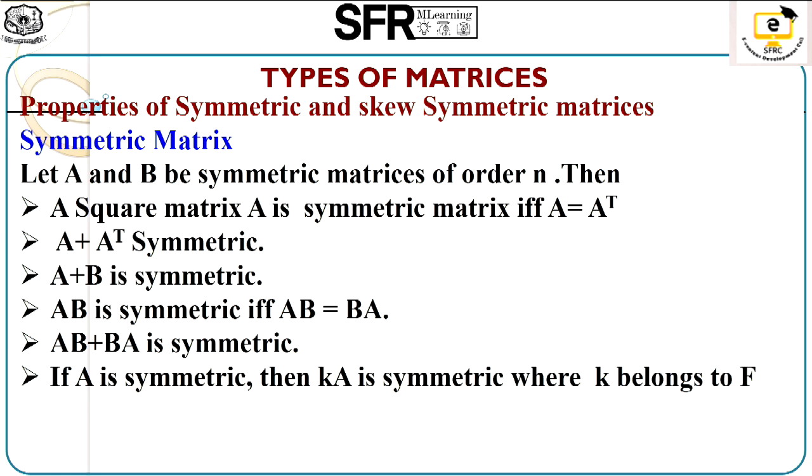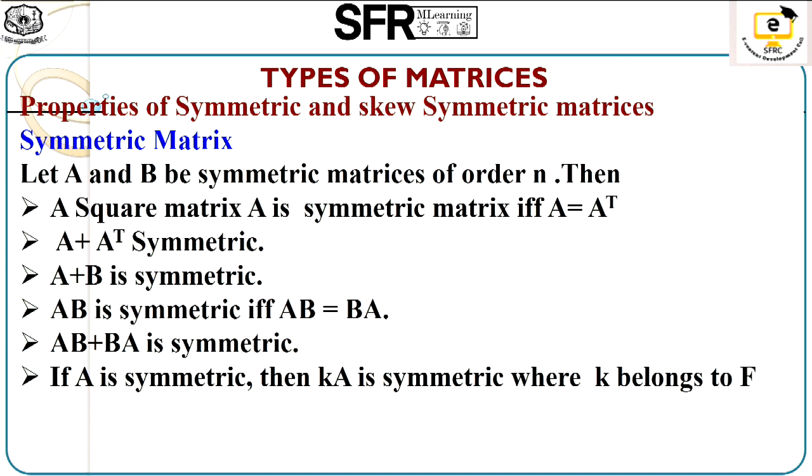Next we see some of the properties of symmetric and skew symmetric matrices. First we see the symmetric matrices. Take any two symmetric matrices A and B of order n. These are the properties of these matrices. If A is a square matrix, then A is symmetric if and only if A equal to A transpose. We have already seen that from the definition.